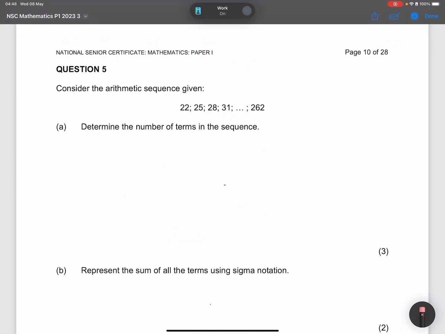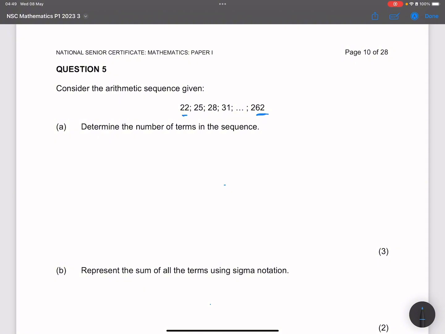Right, so we have a look at question 5. They say to us, consider the arithmetic sequence 22, 25, 28, and 31. They say give the number of terms in the sequence. Well, in this case, we have the last term, and the last term is 262.